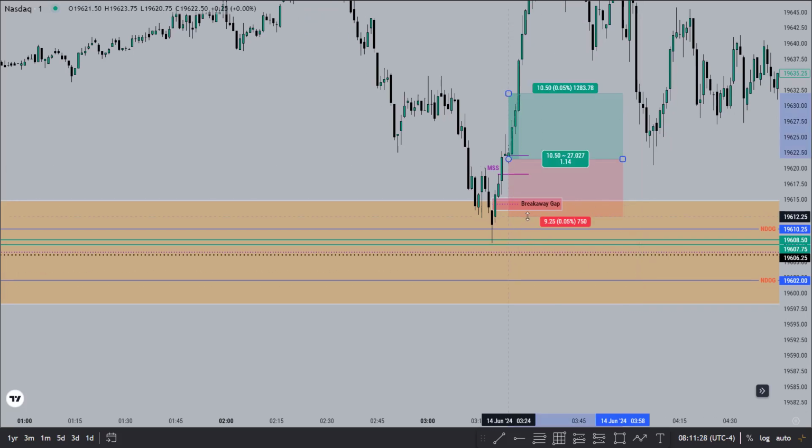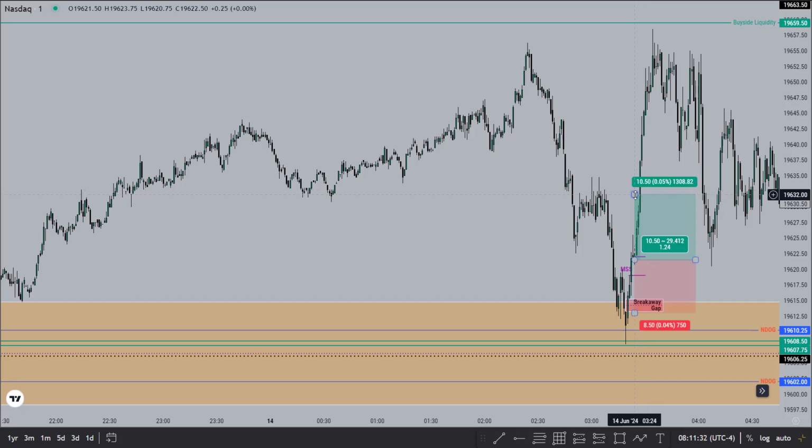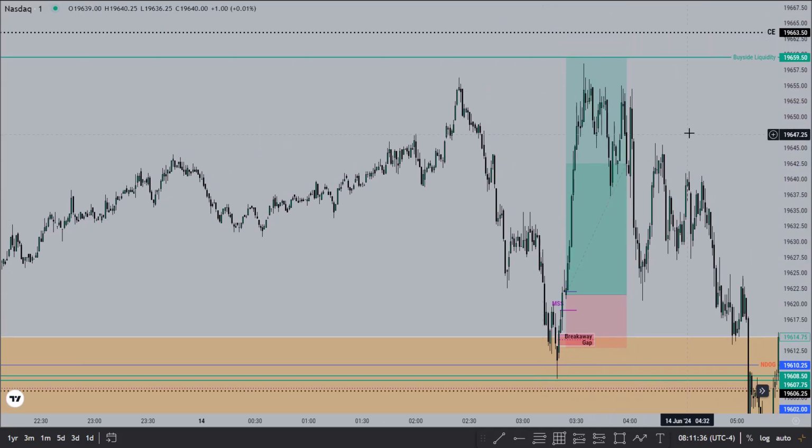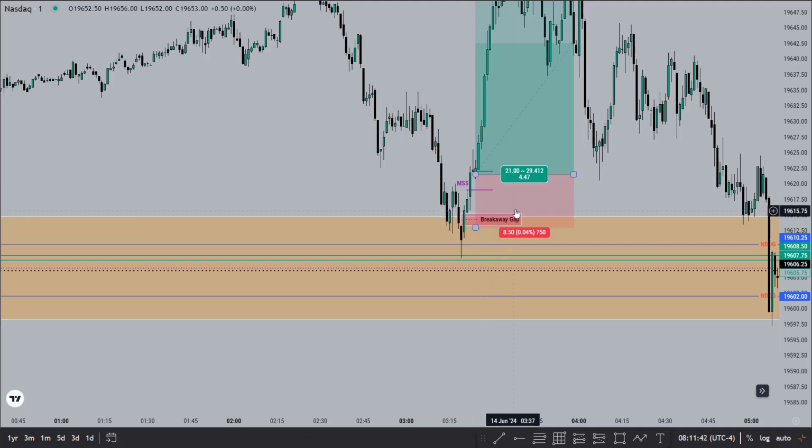Where should your stop loss be? Below the breakaway gap. Where should you target? To the buy side liquidity. Here, if you want to force this trade, you have to care about the stop loss. How much stop loss is going to be over there? Now you can see 8 handle.